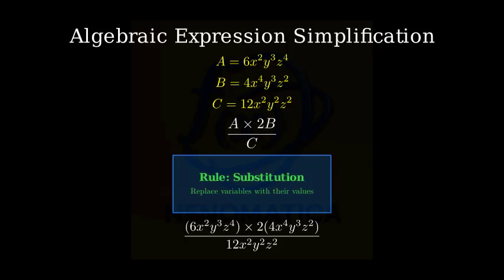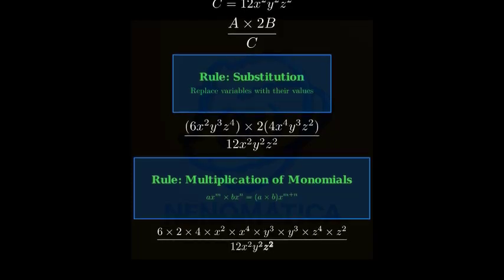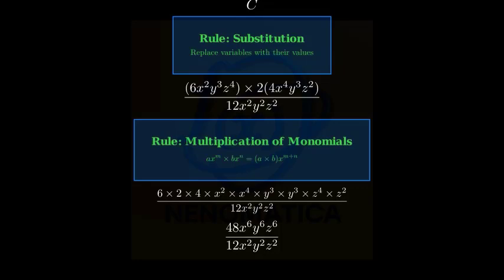Now, let's simplify the numerator by multiplying all the terms. 6x squared y cubed z to the 4th times 2 times 4x to the 4th y cubed z squared. This gives us 48x to the 6th, y to the 6th, z to the 6th in the numerator. Finally, we simplify the entire fraction by dividing the numerator and denominator.